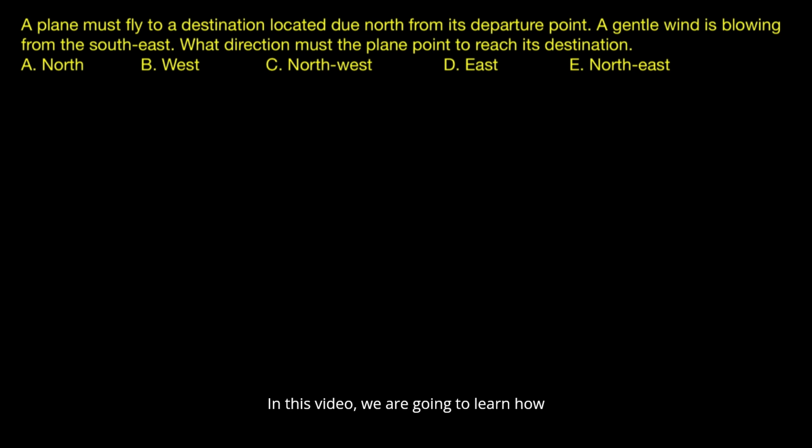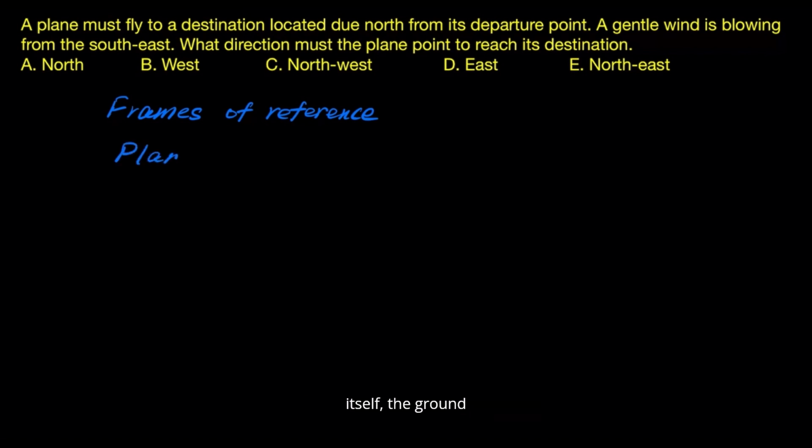In this video, we are going to learn how to use vector addition and subtraction to solve relative motion problems. When we talk about relative motion, we are really looking at a situation from different points of view, or frames of reference. In this example, we are looking at three references: the plane itself, the ground below, and the air the plane is flying through.